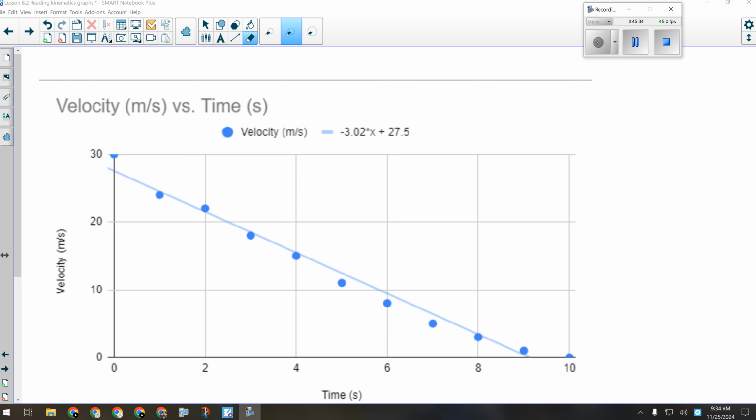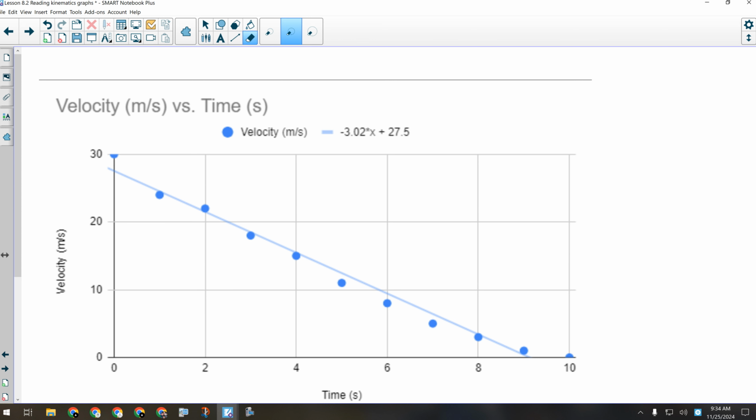Can we calculate the displacement here? Yes, we can. But what do we not know for sure that we might have to calculate? The initial height? Well, actually, we have the initial height because we know what b is. So b is telling us the initial velocity is 27.5. The final velocity? According to the line, the final velocity is 0.